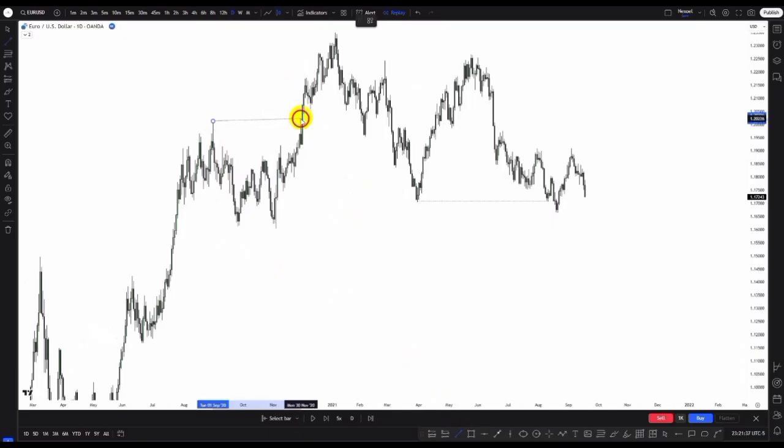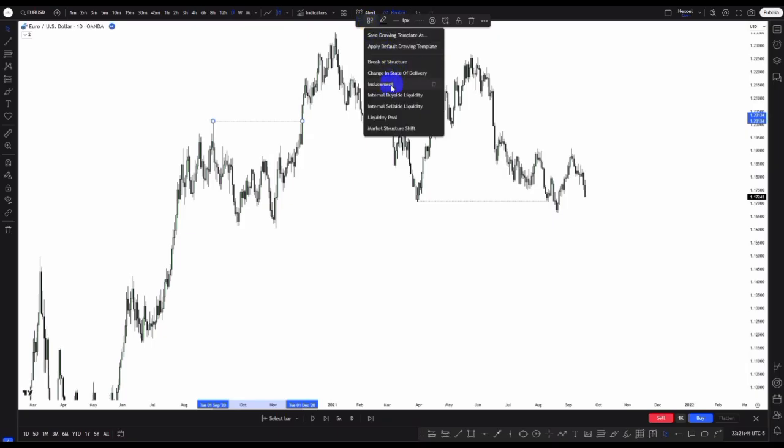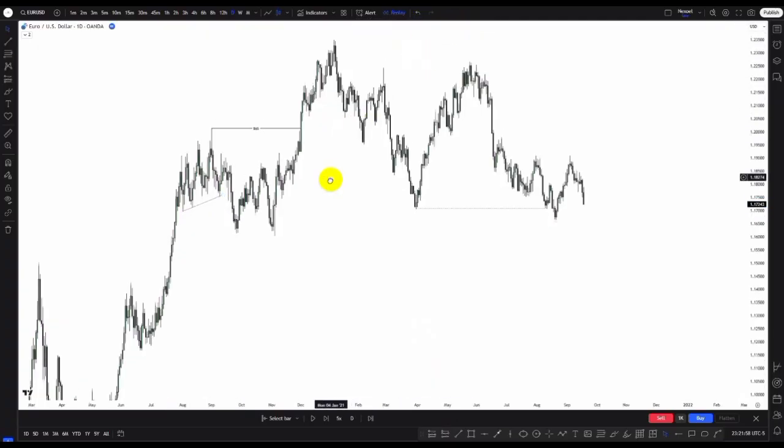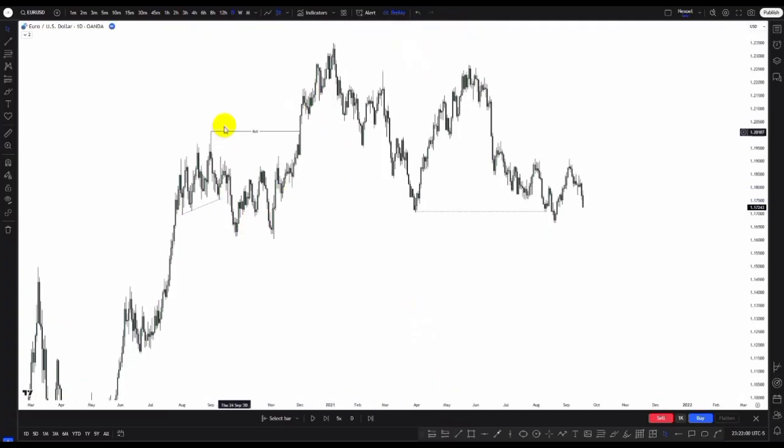We have a valid break of structure because we can see price closing above previous swing points. And we can clearly see that price took out internal liquidity in the form of trend line liquidity. So we have the internal range liquidity taken, and price went for the external, taking out the external liquidity.